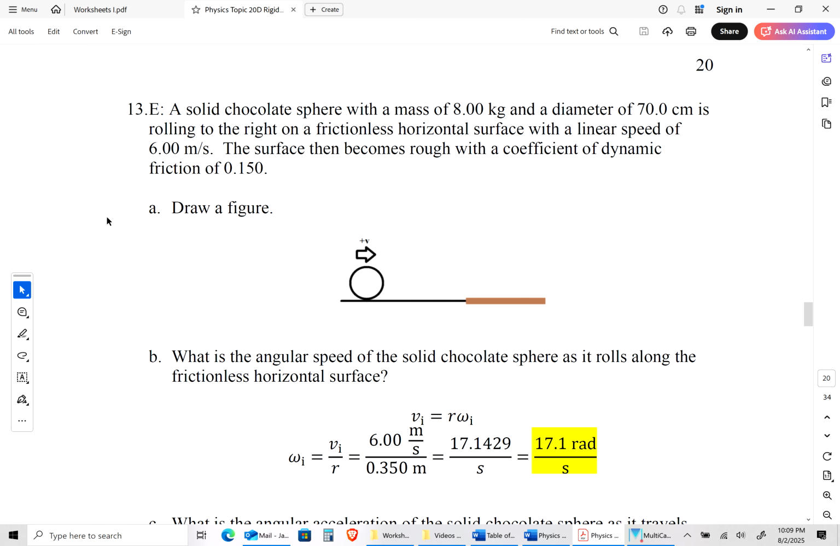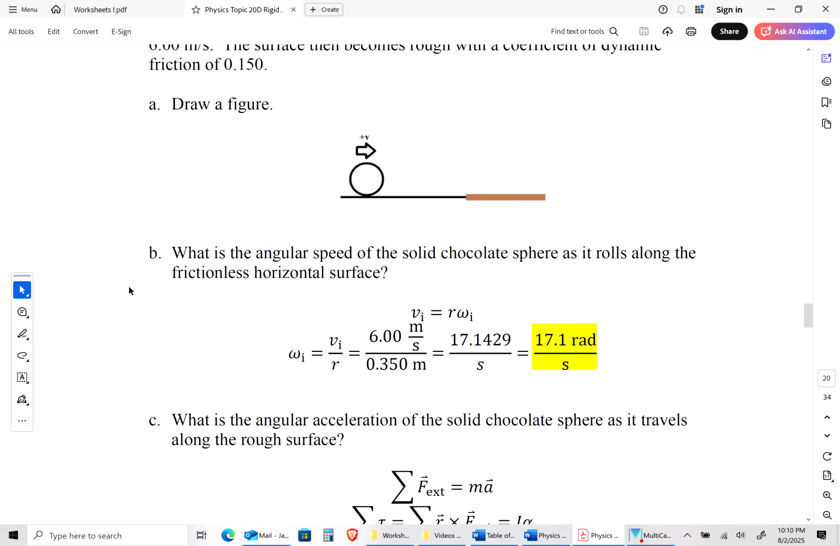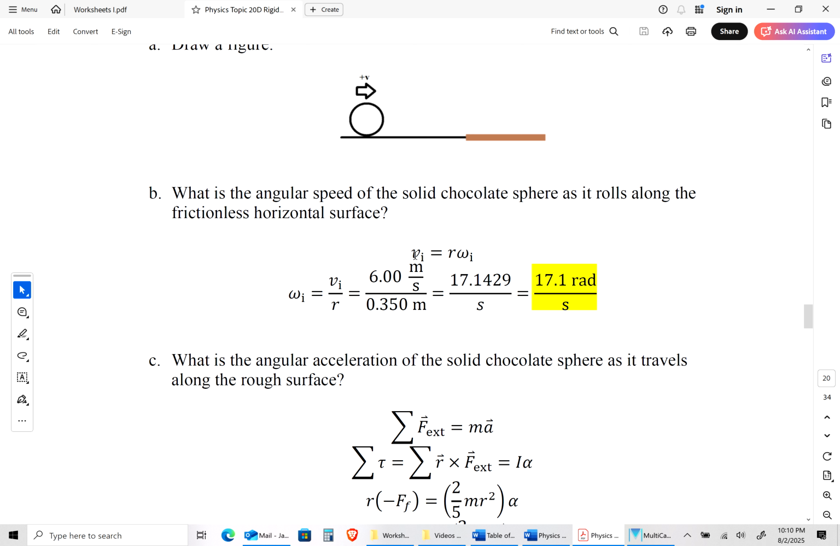Question 13. A solid chocolate sphere with a mass of 8 kilograms and a diameter of 70 centimeters is rolling to the right on a frictionless horizontal surface with a linear speed of 6 meters per second. The surface then becomes rough with a coefficient of dynamic friction of 0.150. So it's frictionless on the left side, but it was made to rotate in the beginning. So that's why it's rotating. Part A, draw a figure. Part B, what is the angular speed of the solid chocolate sphere as it rolls along the frictionless horizontal surface? V equals R omega. Solve for omega.